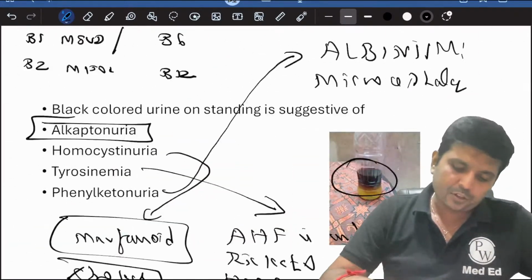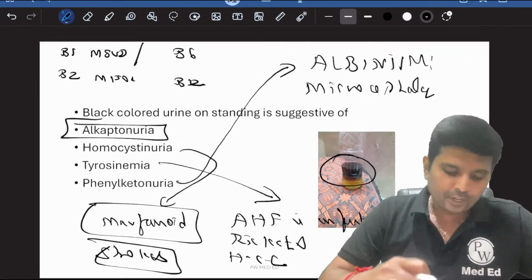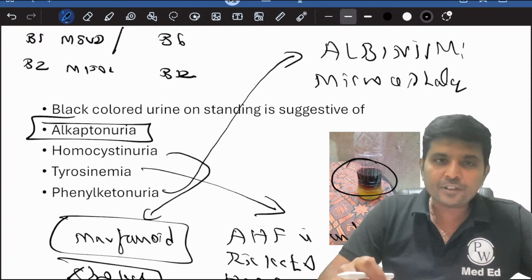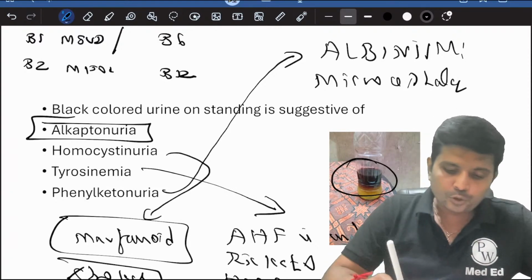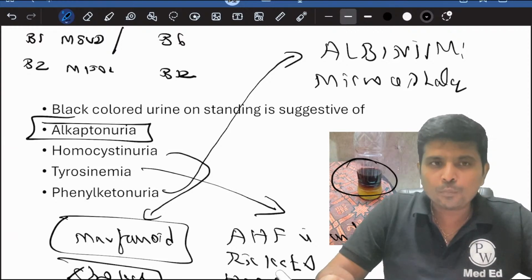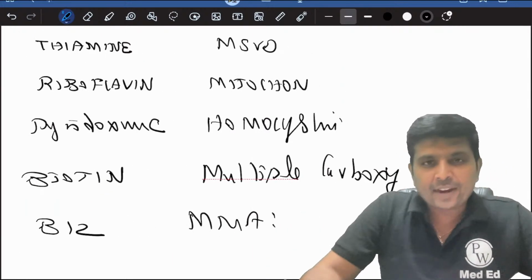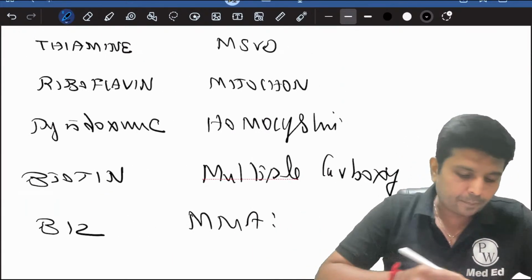So what is this urine color? Alkaptonuria. So alkaptonuria is due to deficiency of what? Homogentisic acid oxidase deficiency. And finally, what are all the uses of cofactors in inborn errors of metabolism?